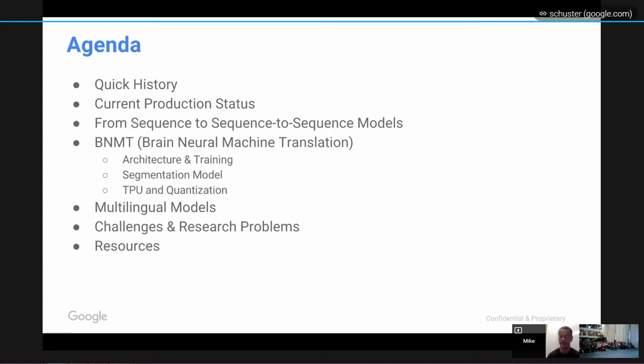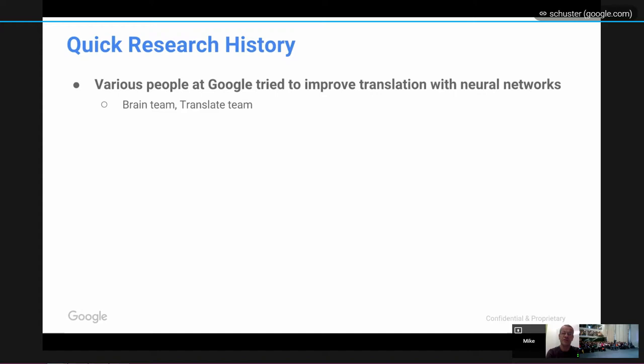So first, a quick research history of this project at Google. Many people try to improve translation with neural networks. Google Translate has always been a quite good system in the translation community, but in many languages it wasn't that good. For example, in Russian, it's not very good yet. In Russian to English or English to Russian, the system that is out there right now is not very good, but it's still a lot better than some other systems that you can find. So we from the Brain team and the people from the Google Translate team tried to use neural networks many times in the past, but did not succeed.